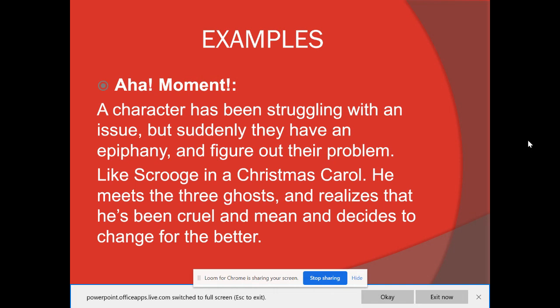Okay, so here's another example. When a character isn't struggling with an issue, but suddenly they have an epiphany and figure out their problem. Some of you may have read or seen the movie A Christmas Carol. When Scrooge meets the three ghosts and he realizes that he has been cruel and mean, and he decides to change for the better, he has had an aha moment about his behavior. And that is really most of the theme of A Christmas Carol, deciding to be a better person.